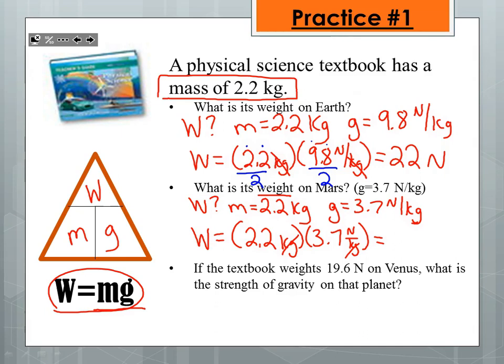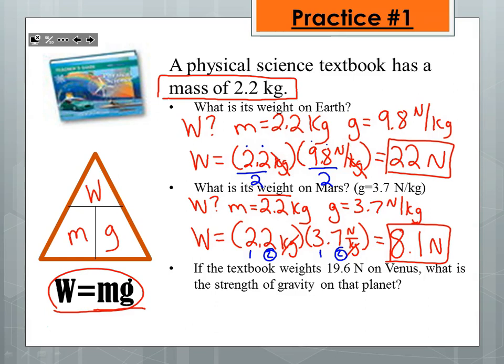I've got to look at my sig figs. I've got 1, 2 here for a total of 2 sig figs, and 1, 2 here for a total of 2. So my final answer only needs 2. So I take 8.14, and that 4, because it's not 5 or over, it just says 8.1 newtons. That's my answer there.